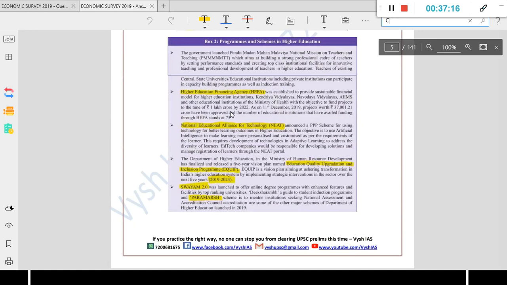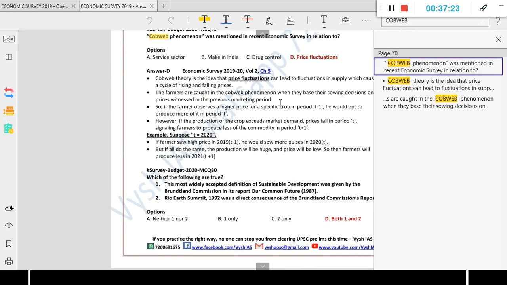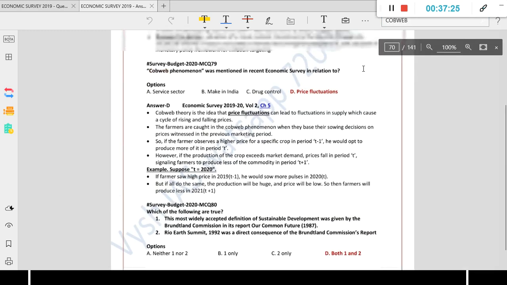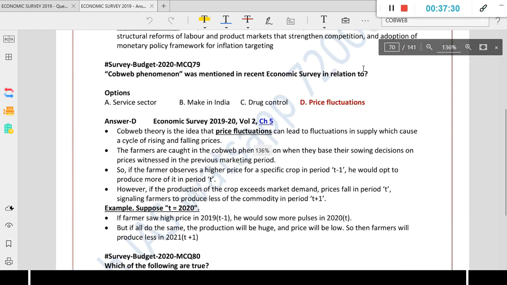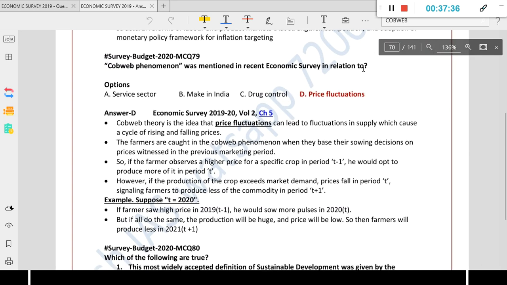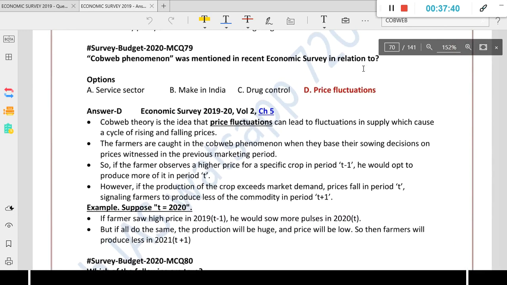But going down, let's search. I showed you a lot of questions, so let's search Cobweb, that's the first question I showed you. Cobweb phenomenon. So you see here: the Cobweb phenomenon mentioned in the recent economic survey relates to what? This is actually about price fluctuation. It's in volume 2, chapter 5. What is that? In India, what happens whenever price is there? Suppose farmers are growing wheat.